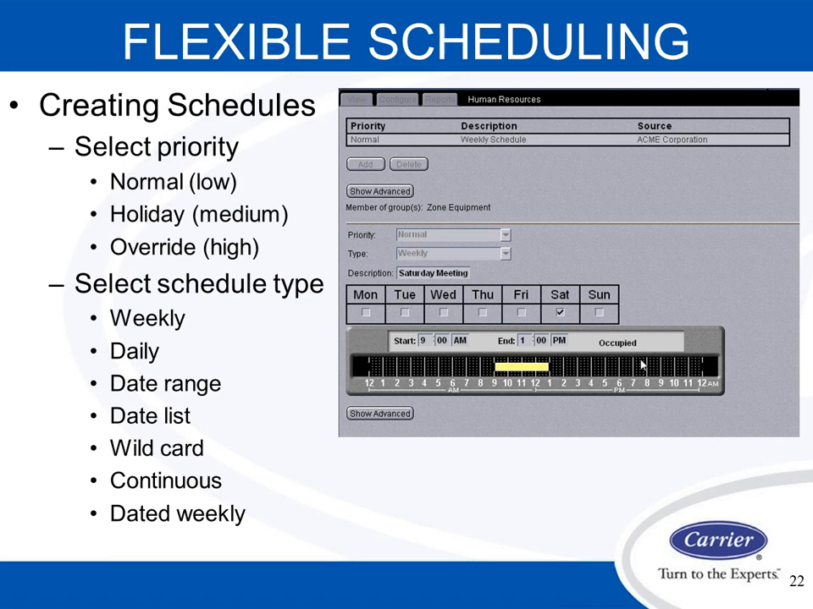So off to the right, it's showing you exactly how a normal weekly schedule would be. The source would be that hierarchical section, so this isn't at the controller level. This is actually at the Acme level, corporation type. So that would be on an area. And then the member of groups would be the zone equipment. You'd just be going along selecting. On this one, they have just Saturday selected, from the times of 9 a.m. to 1 p.m. would be occupied. Everything else would be unoccupied.